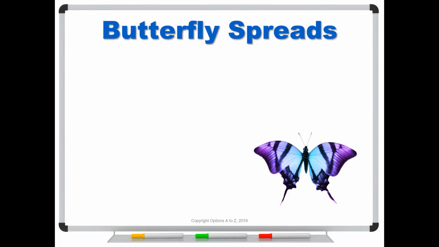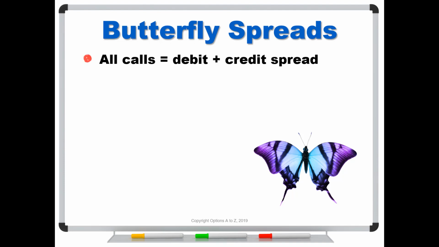So for this video, I'm going to compare two different spreads, one using all calls and then one using a combination, which will give us the credit spread. As a refresher, if I build a butterfly spread with all calls, it will consist of a debit and a credit spread, but the debit spread will be the bigger trade. So on a net basis, it is a debit spread. And that would be true if I built it with all puts.